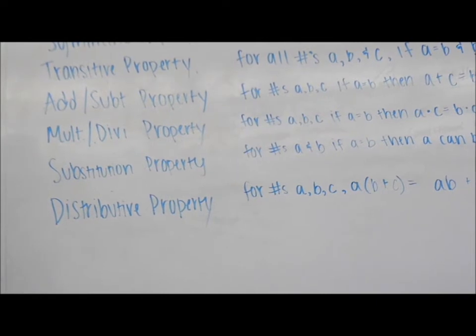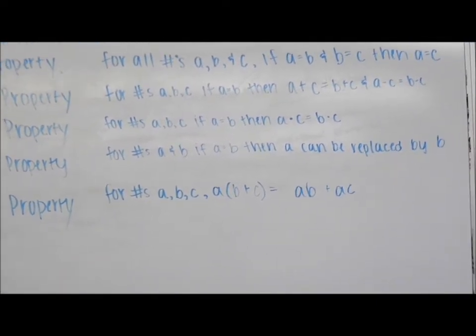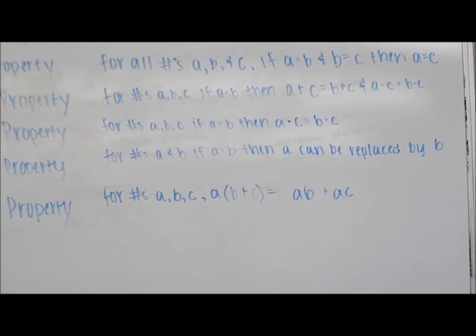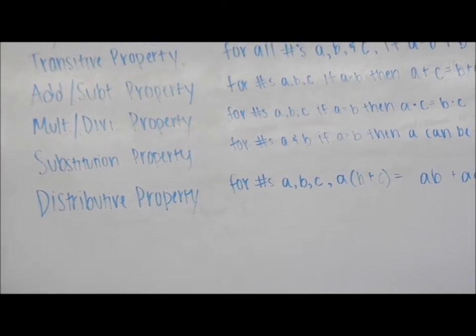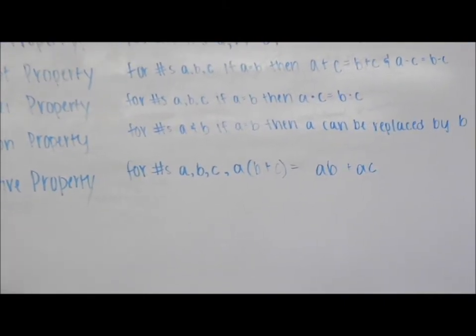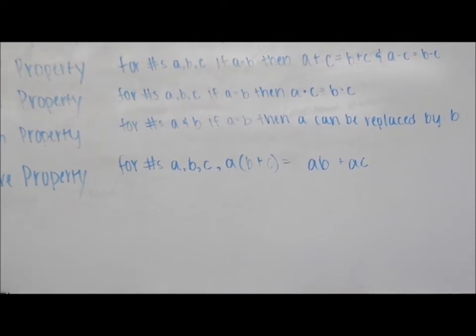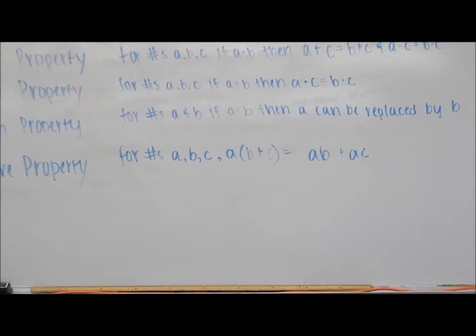And then the substitution property for all numbers A and B, if A equals B, then A can be replaced by B. And then the last one is the distributive property for all numbers A, B, and C, if A times B plus C, that means it's A times B plus A times C.